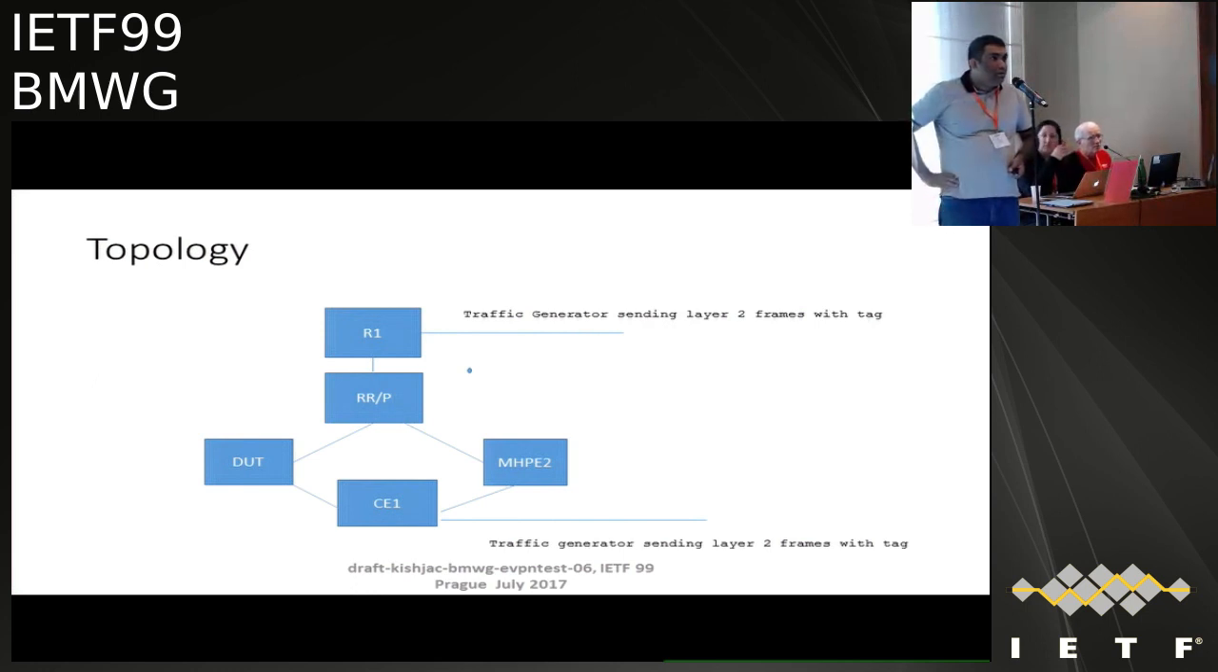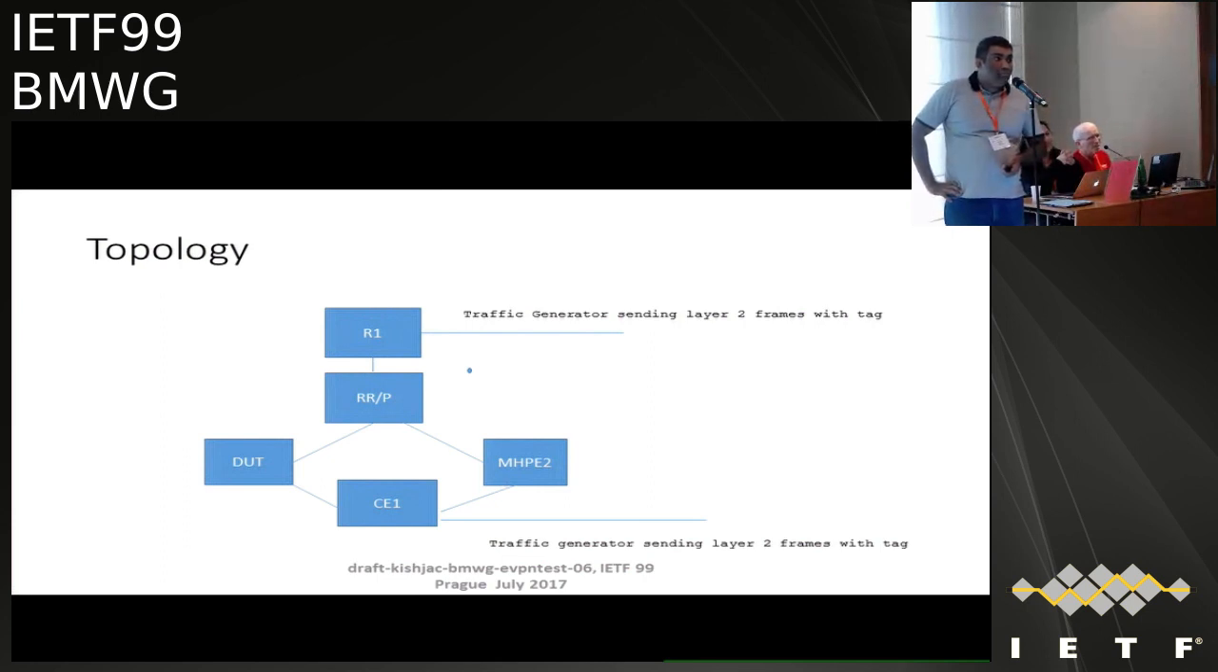I guess, Mike, where I'm confused is I'm going the other way. CE1 generates traffic to DUT. DUT sends a Type 2 advertisement to R1. Correct. Okay. So what I was sort of saying was the benchmark you're doing here is between DUT and R1 and MHPE2, because that's your control plane. Yep, control plane. Yes.